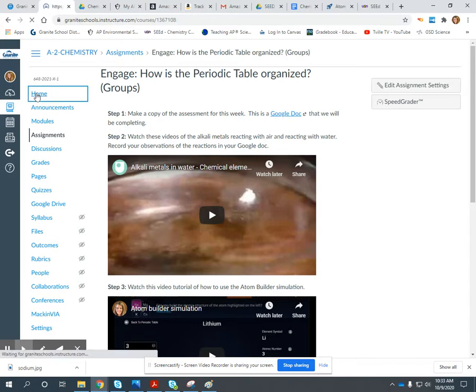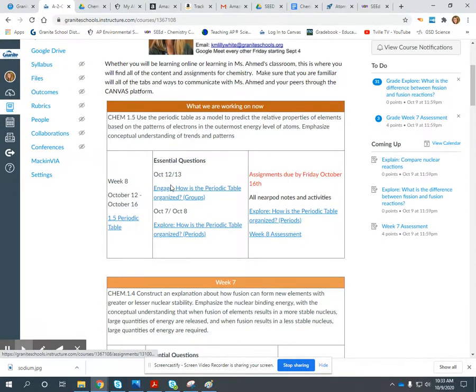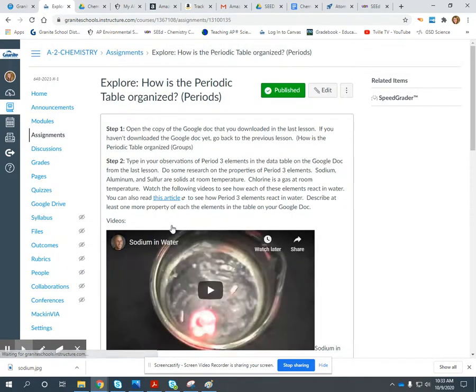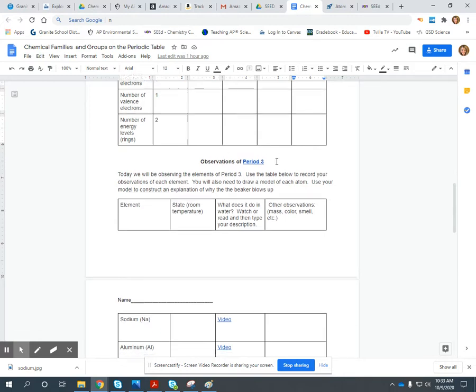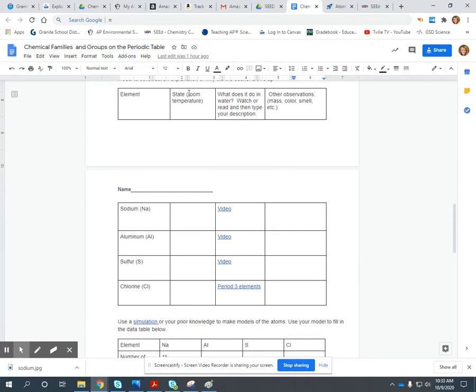All right, if we go back to our home page, our second lesson is going to be looking specifically at periods. Okay, so if you click on the link for this lesson, again, we're going to be using that same Google Doc, this same assessment, only this time we're going to be observing period 3 elements on the periodic table. So your task is going to be describe the state at room temperature, do a little bit of research and figure out what state, liquid, solid, or gas, are each of these period 3 elements. What does this do in water?